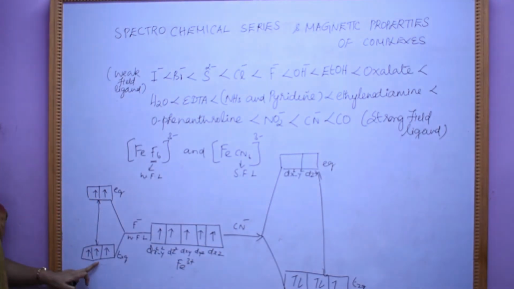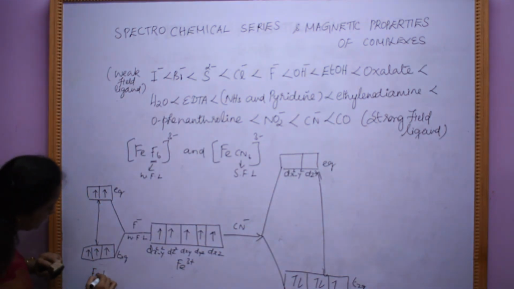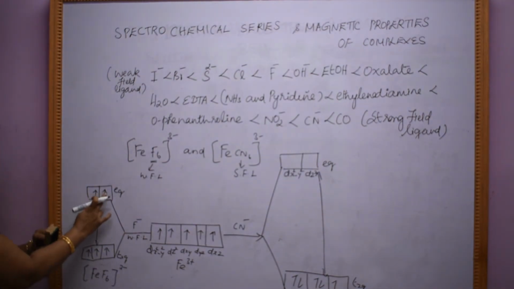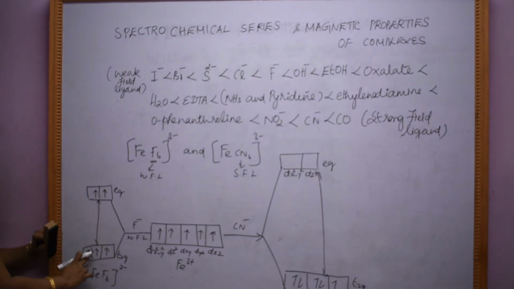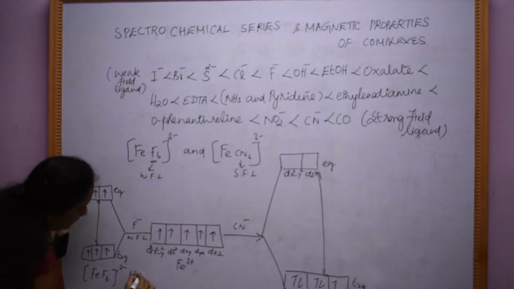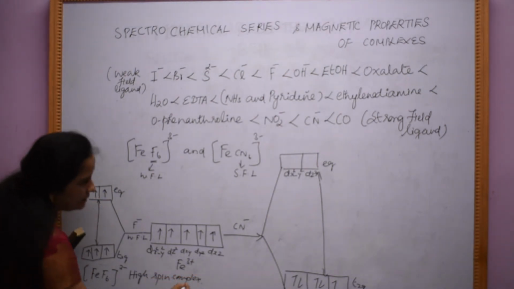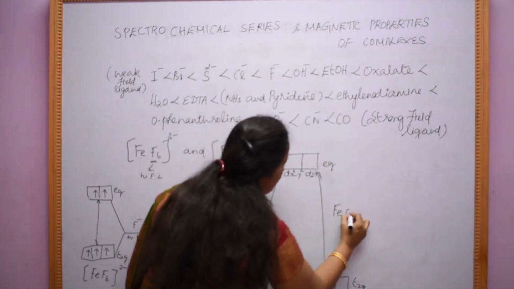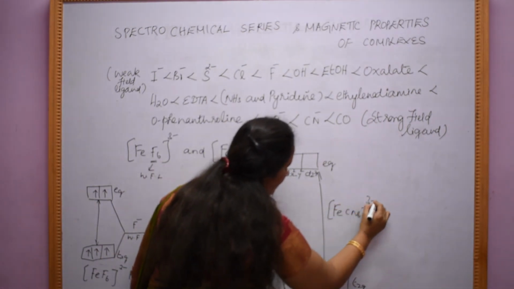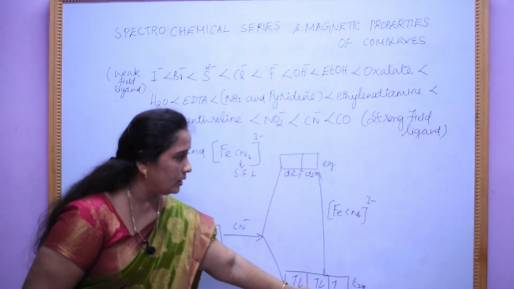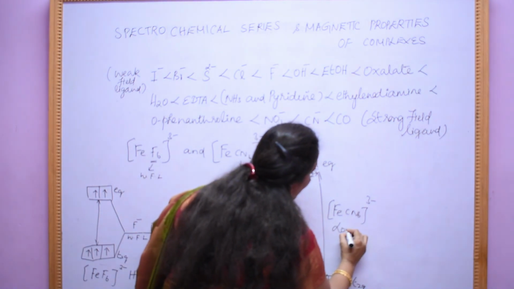Therefore, in the complex FeF6 3 minus, you have a single electron in all the 5 d orbitals. The number of unpaired electrons is more. Therefore FeF6 is called a high spin complex, whereas in Fe(CN)6 3 minus, you have only one single electron in one of the T2g orbitals. Therefore Fe(CN)6 is a low spin complex.